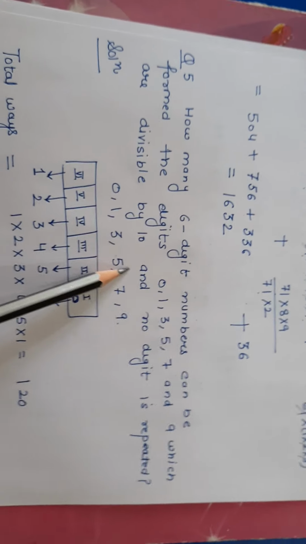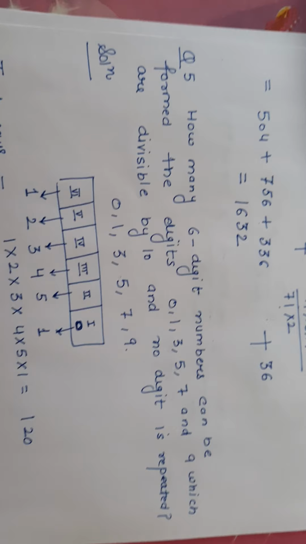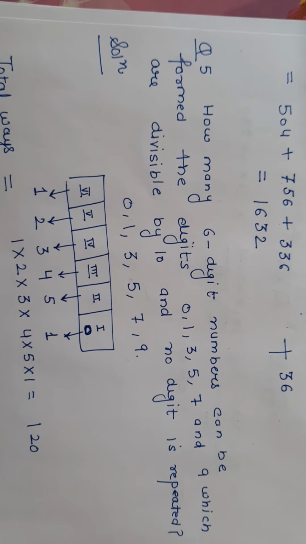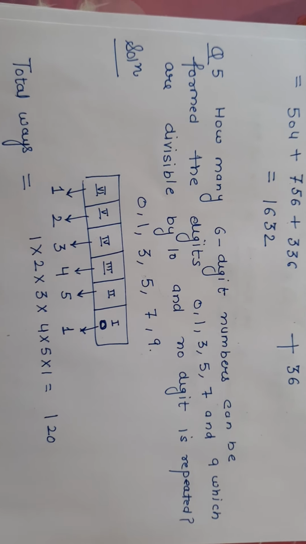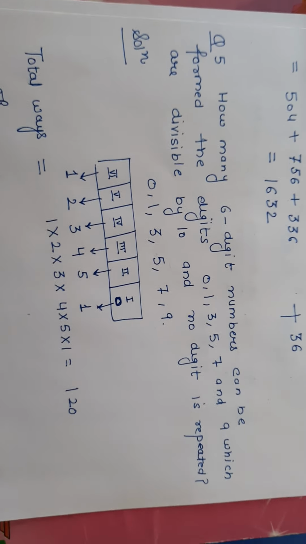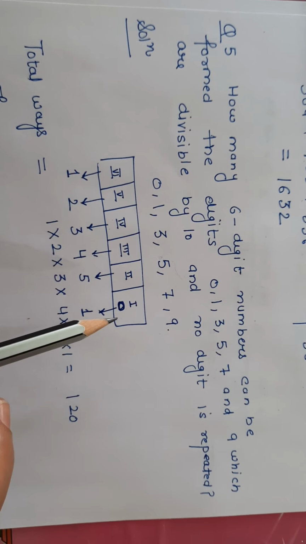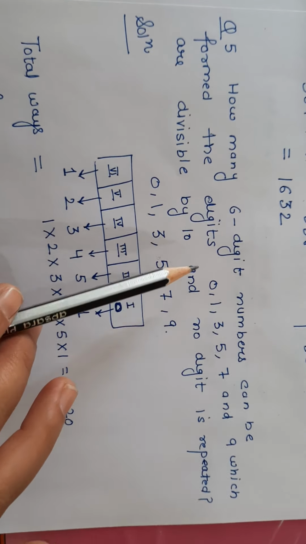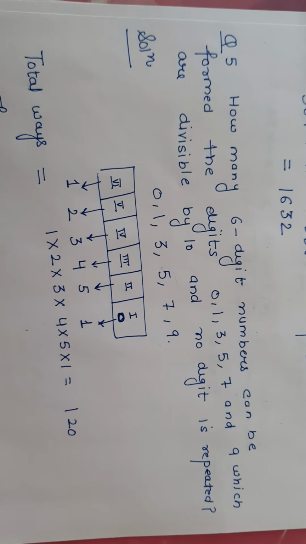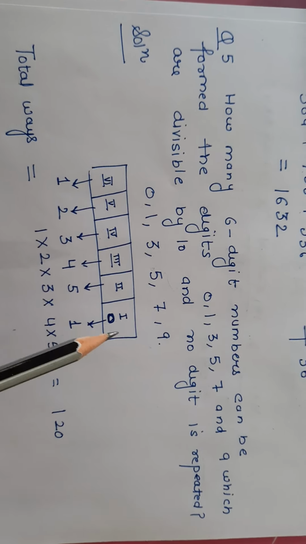Question number 5. How many 6-digit numbers can be formed from the digits 0, 1, 3, 5, 7 and 9 which are divisible by 10 and no digit is repeated? Now you have to form 6-digit numbers. So I have drawn 6 blocks here which are divisible by 10. We know that the numbers which are ending with 0 will be divisible by 10, or the numbers which are ending with 0 only are divisible by 10.